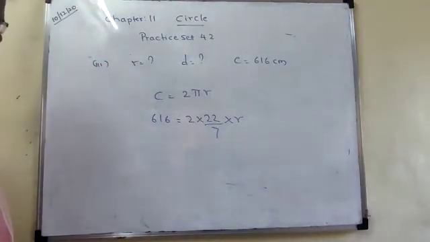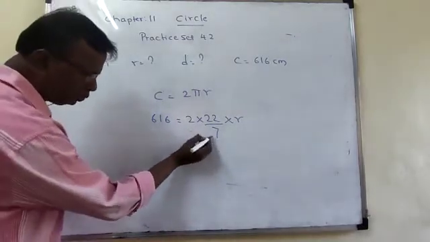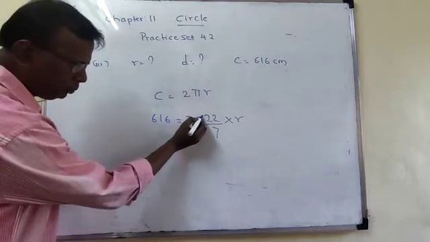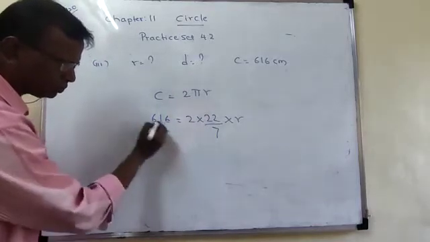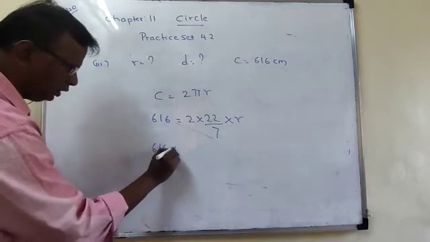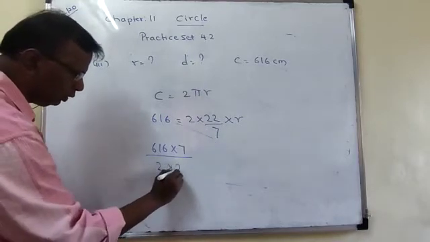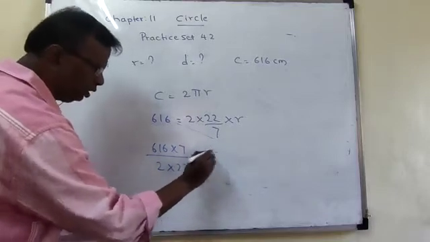Okay. Now no cancellation. You have to cross multiply. What do you mean cross multiply? The denominator will go to the numerator and the numerator will come to the denominator. It's called cross multiply. So this will go here. Okay. So 616 into 7 upon, this will come down, 2 into 22 is equal to r.